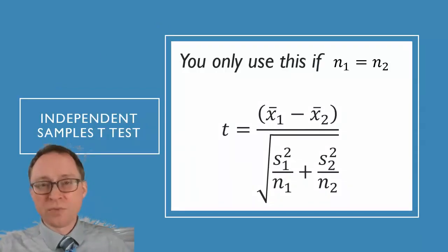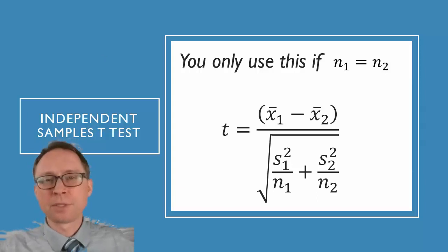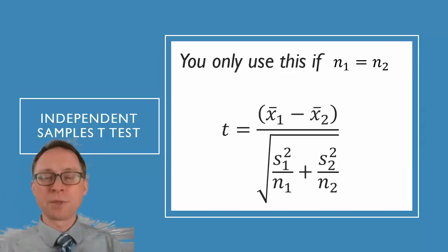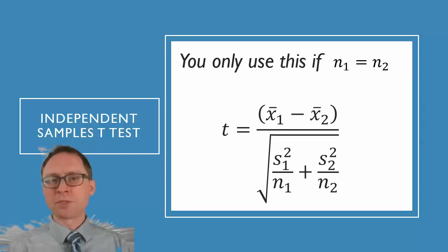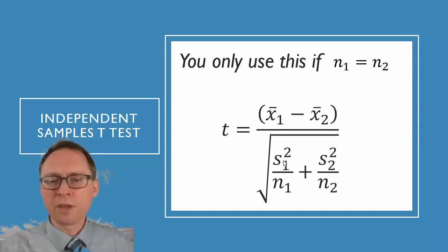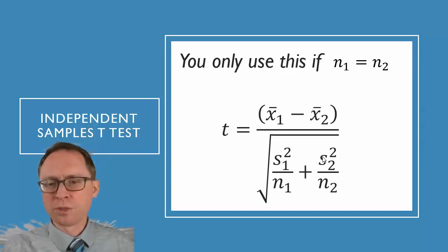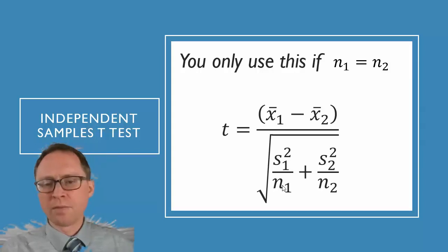We looked at this formula last time when we were talking about independent samples t-test. However, this formula only works if n sub 1 equals n sub 2. That means the two samples you're talking about have the same number of people in them. If they're not equal, then we have to do something a little bit different, because what we have down here, remember s squared, that's the variance. So the variance of group 1 versus the variance of group 2 divided by the number of people in group 1 compared to the number of people in group 2. That's what these are looking at.